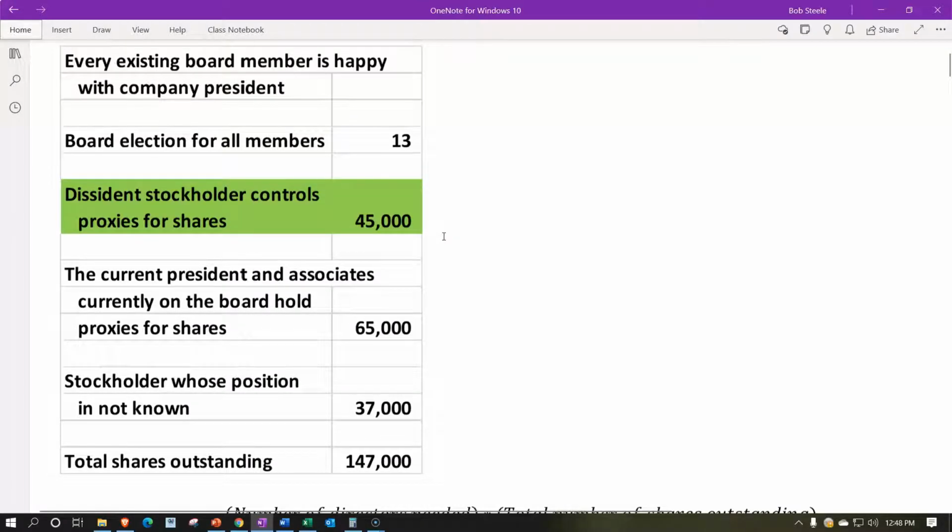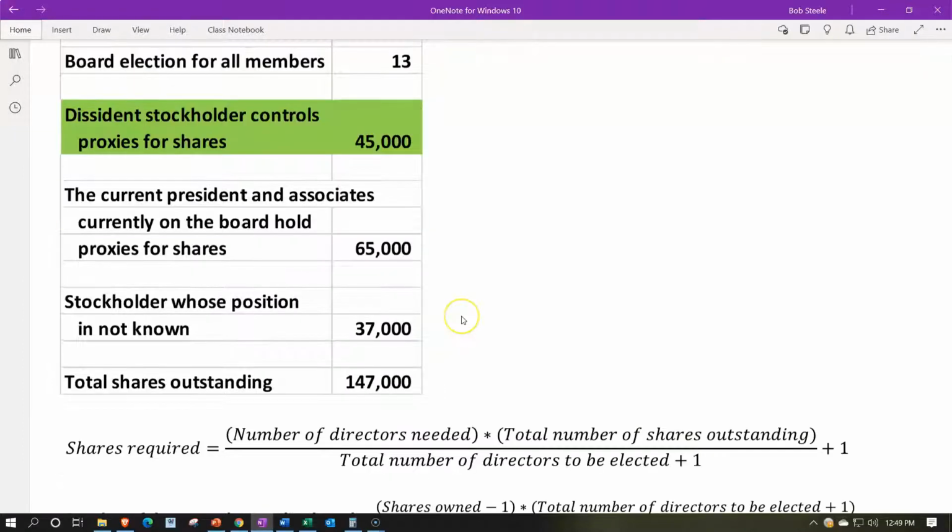So then the current president and associates currently on the board hold proxies for shares of 65,000. So I will call these the incumbent group. The current president and the board members that are currently happy with the current scenario hold 65,000 shares. But then there's this group whose position is not known, so we don't know where they're going to lie, at 37,000, and the total outstanding shares are 147,000.